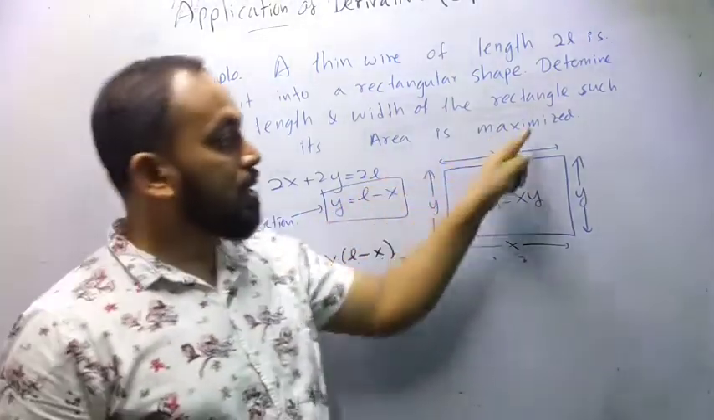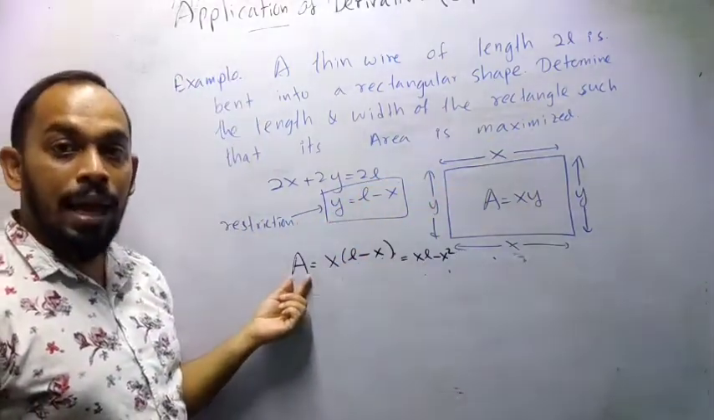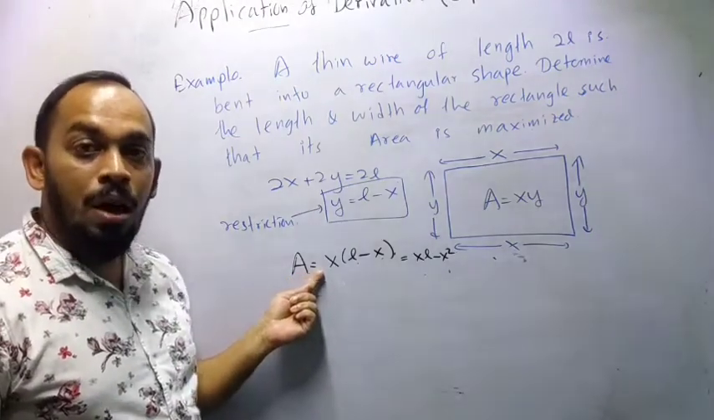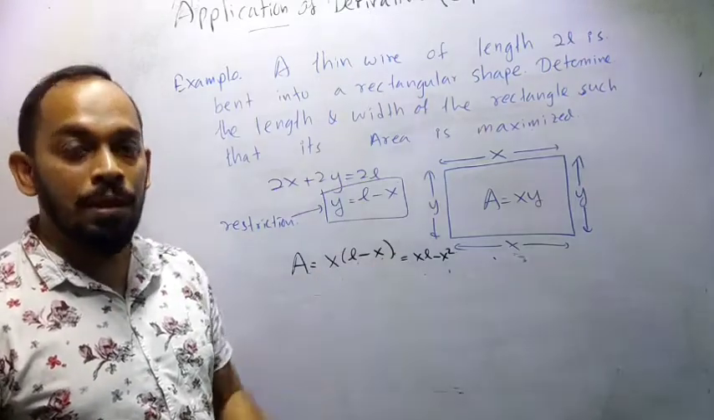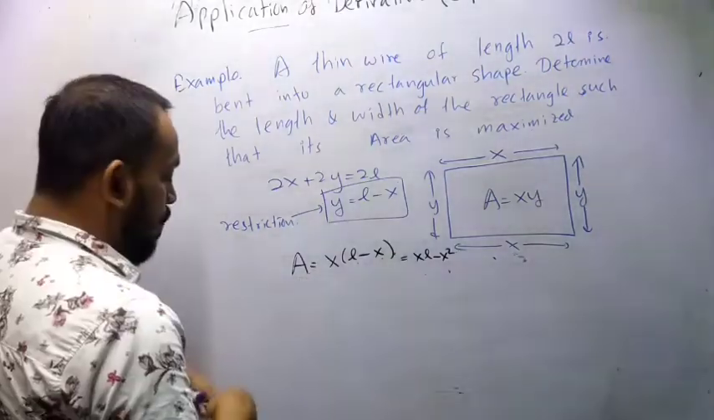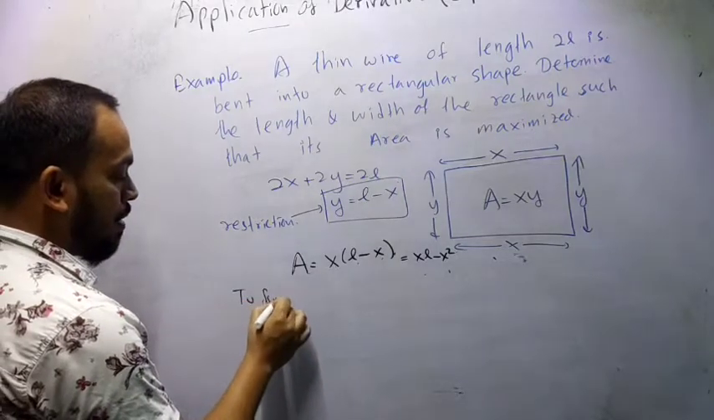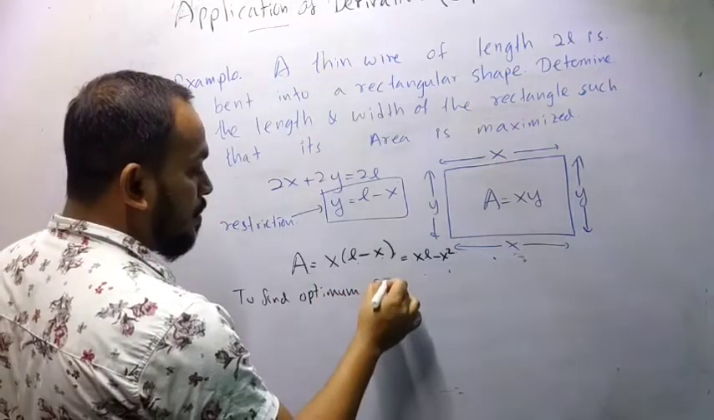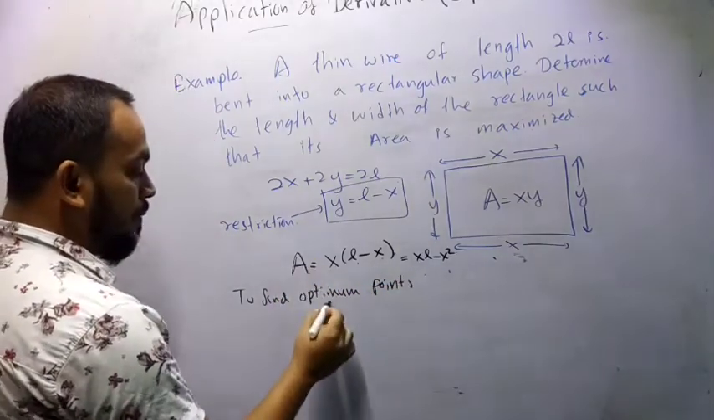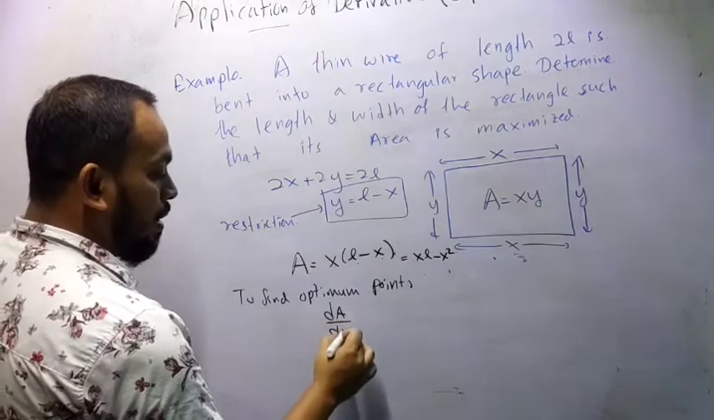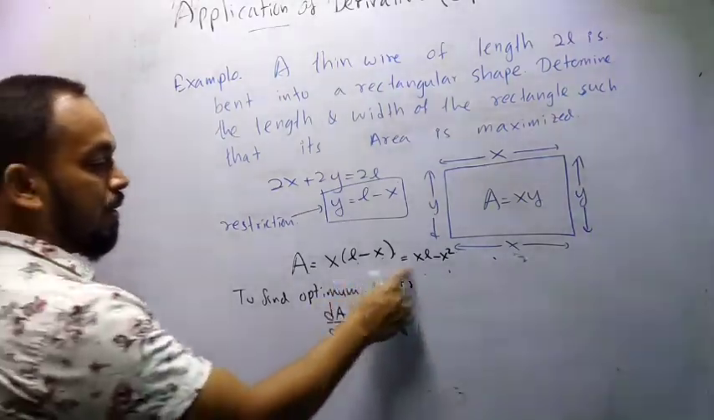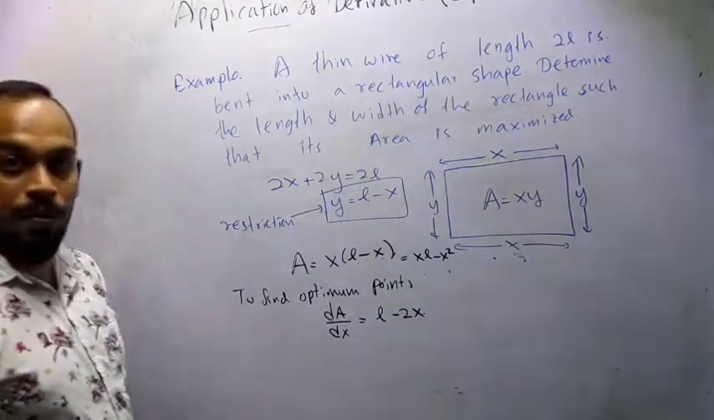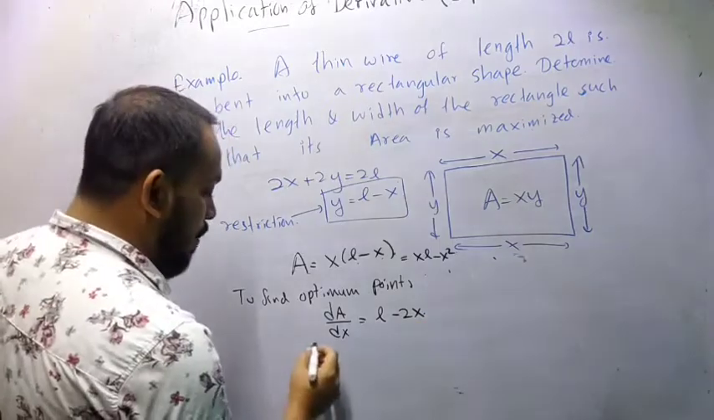Still you have to get this function, right? You have to maximize the area. So write the area, that quantity to be maximized, as a function of the given variable, the variable that changes. Then to find the optimum point, all you do is differentiate this, dA by dx. When you differentiate it, you get L minus 2x, right? L minus 2x. Then equate this to 0.